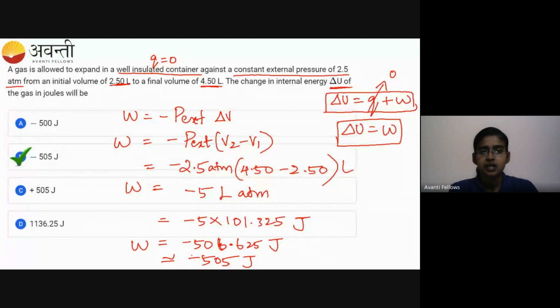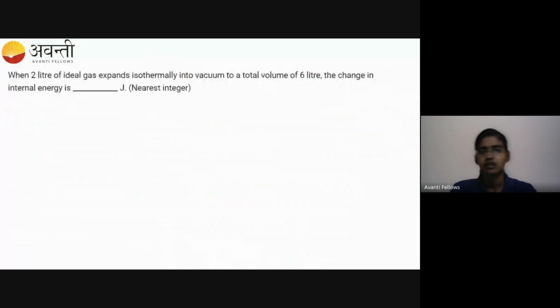The same formula we are going to apply. Since W is equal to delta U, here minus 505 is nothing but delta U. Okay, now moving on to the next question.